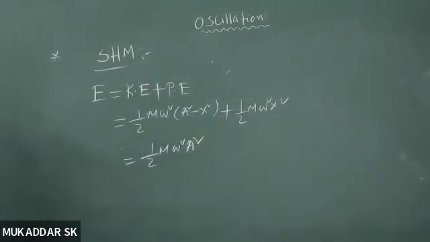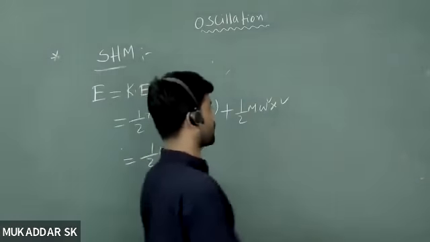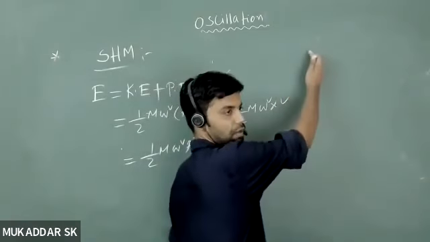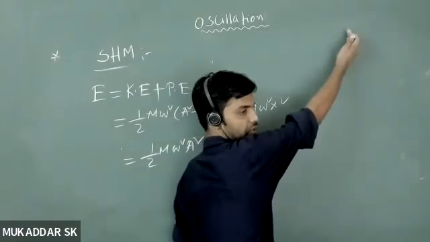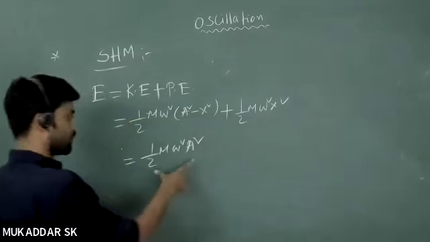So you can see from here that when the particle is performing simple harmonic motion, its total energy will always be constant. Total energy will always be constant. What does it mean? Wherever that oscillator is, at mean position or somewhere else, at extreme position, everywhere you will get that much energy.